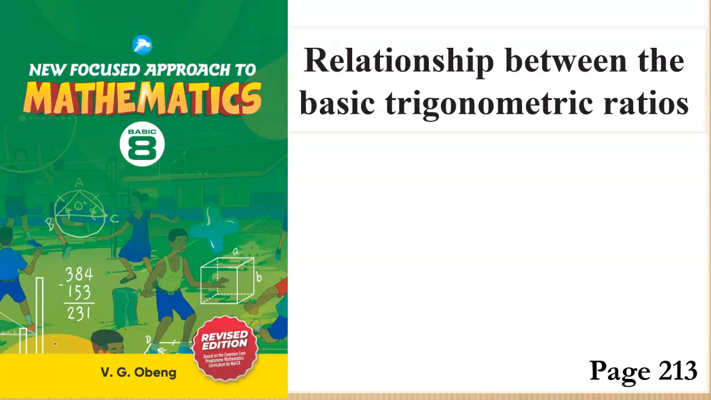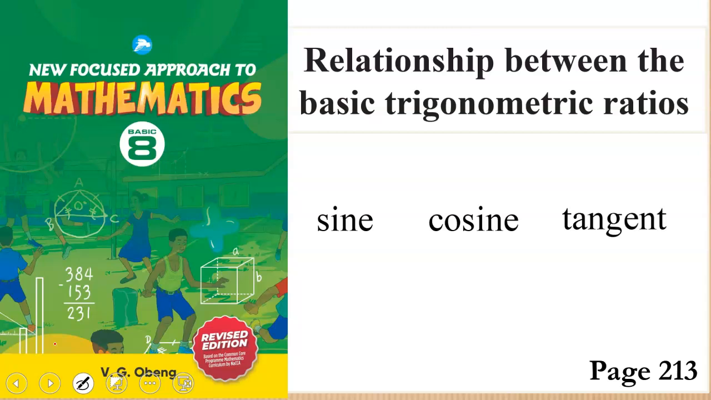This is the revised edition, and in this video we want to look at the relationship between the basic trigonometric ratios. This lesson can be found on page 213. Now we want to look at the relationship that exists between basic trig ratios, more especially when we are dealing with right angle triangles. With right angle triangles, we have basic ratios as sine, the complement of sine, that is the cosine, and then the tangent.